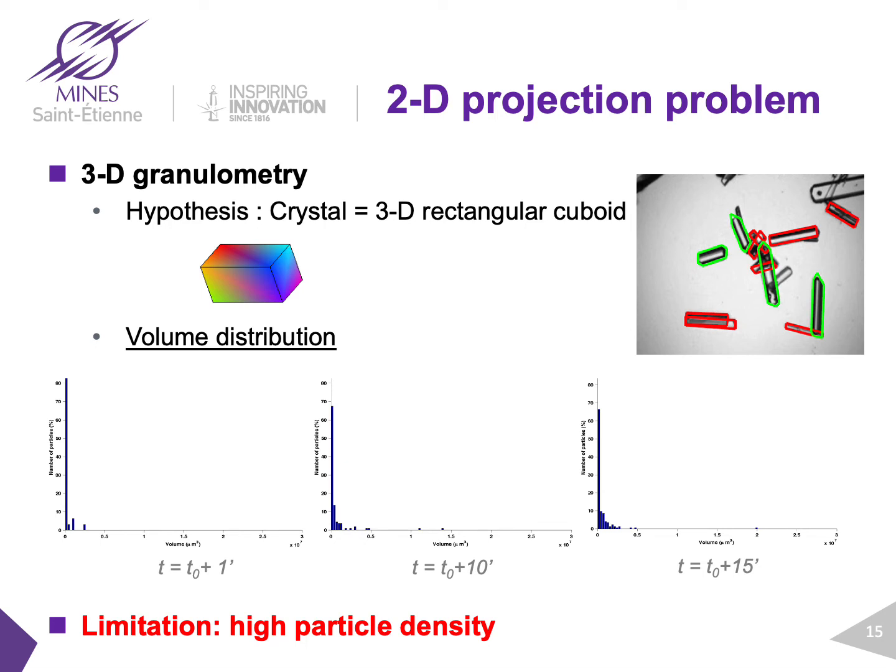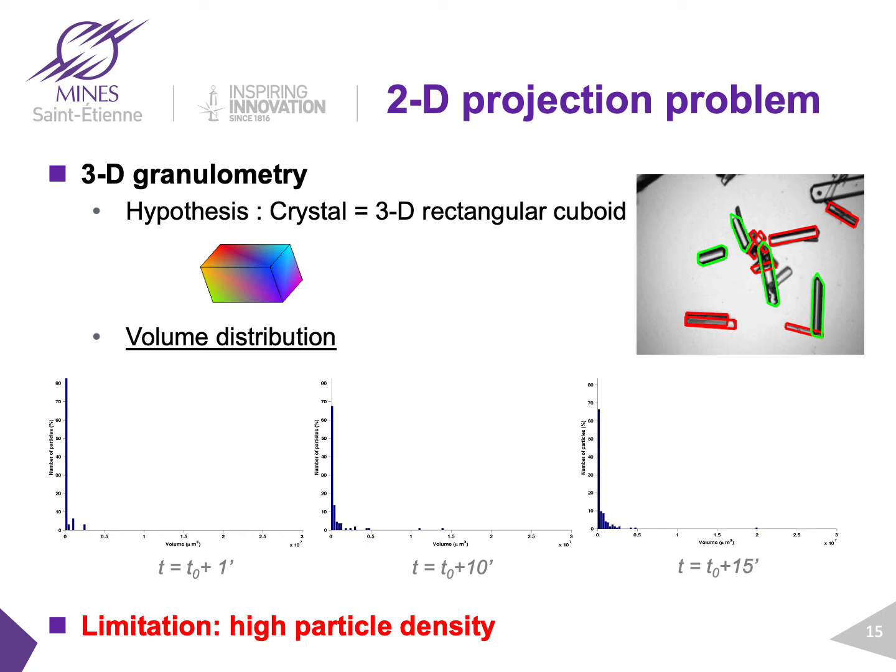And so we can combine this approach with the previous one. So for example, on the image on the right, imagine you are able to identify the particles, and also you are able to track each of the particles. You can make an assumption about the crystal. For example, you have a 3D rectangular cuboid, and by looking at the different 2D views of the same particle in a sequence, you will be able to extract the 3D information. And so it's very interesting because you have a kind of 3D reconstruction of your particles.